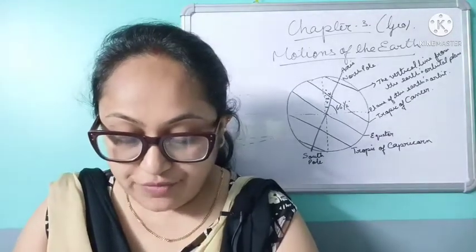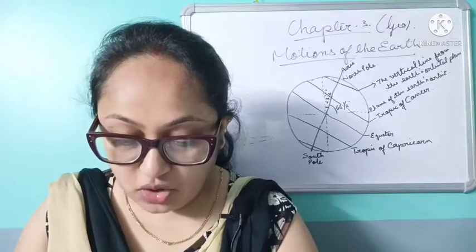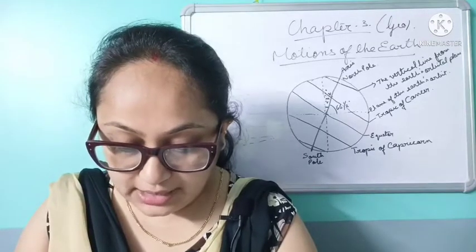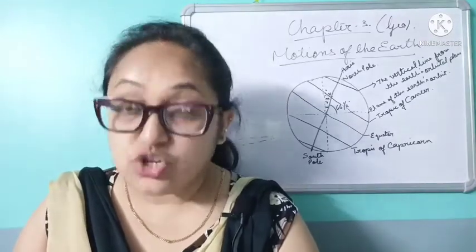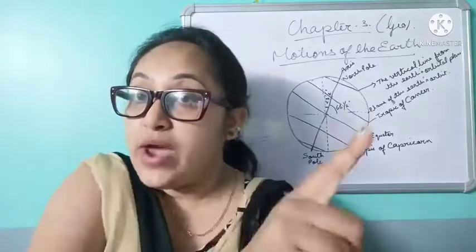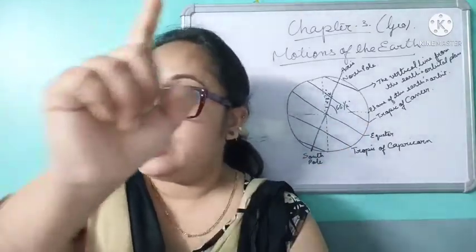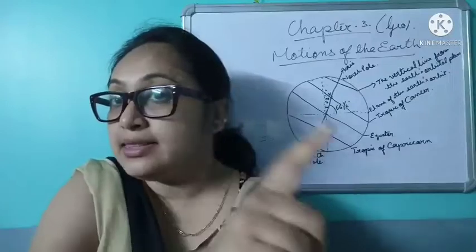The direction of the rotation of the Earth is anti-clockwise at the North Pole and at the equator. The direction of rotation of the Earth is from west to east, at the North Pole, that is the upper pole, and at the equator. Okay.